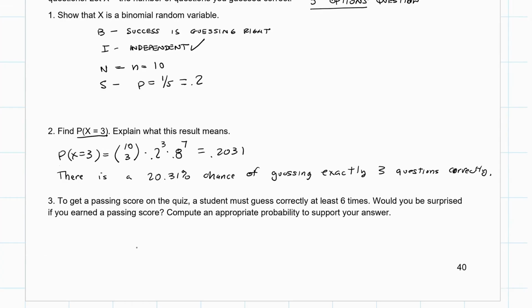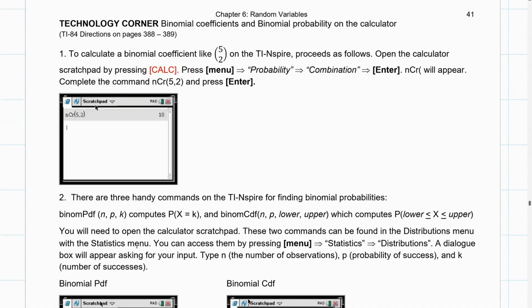To get a passing score, a student must correctly guess at least 6 times. Would you be surprised if you earned a passing score? Now, this would be the probability of getting exactly 6 right, or exactly 7 right, or, and I could keep on going, in doing all of those. Doing those individually is really hard. So we are going to skip forward and look at this technology section.